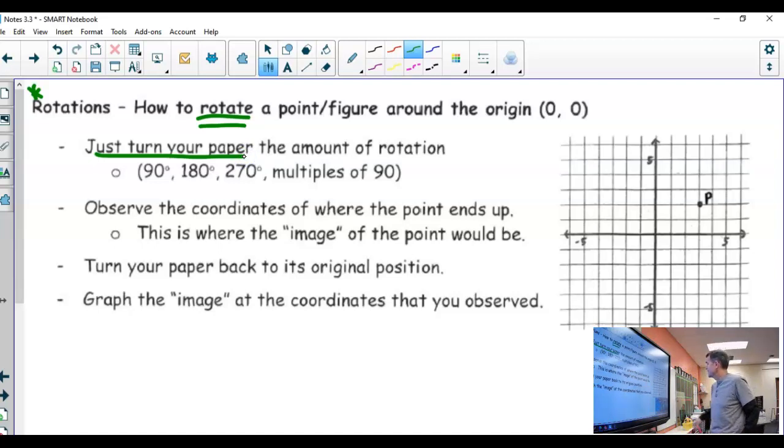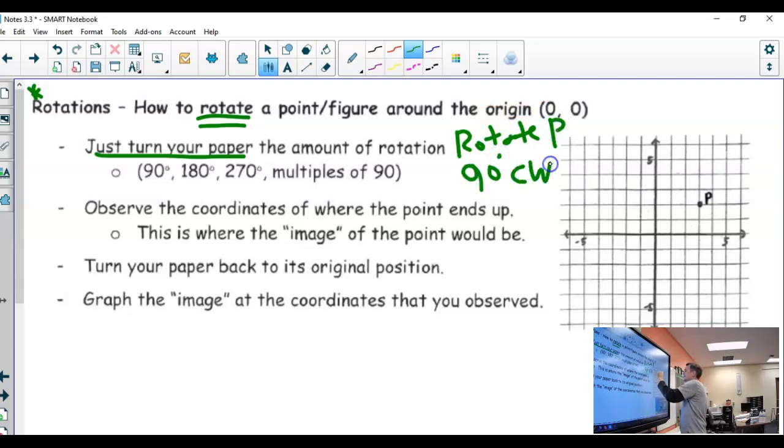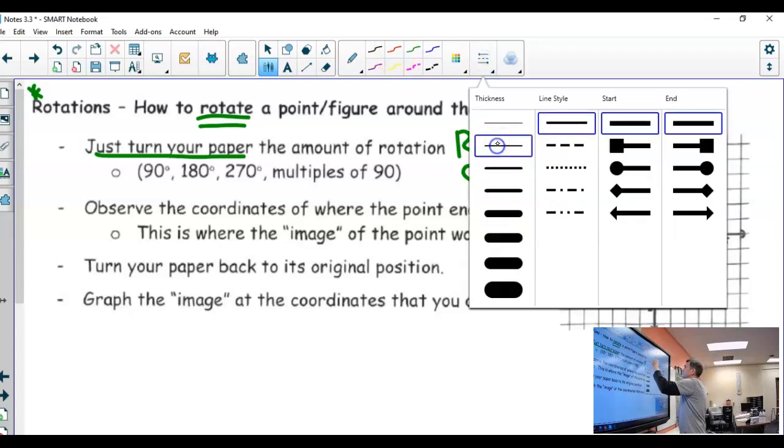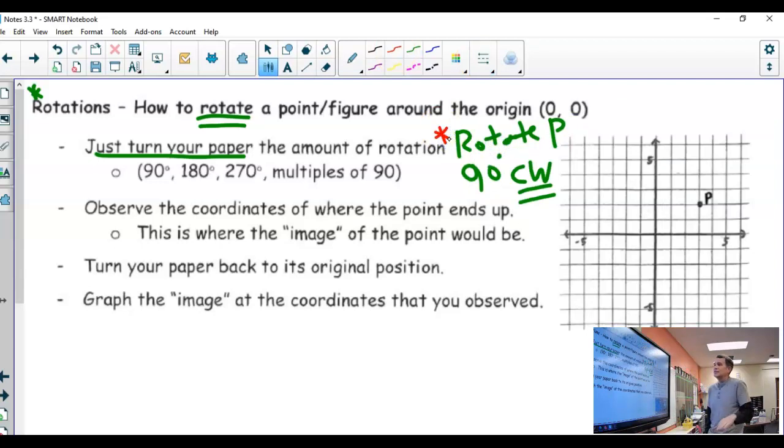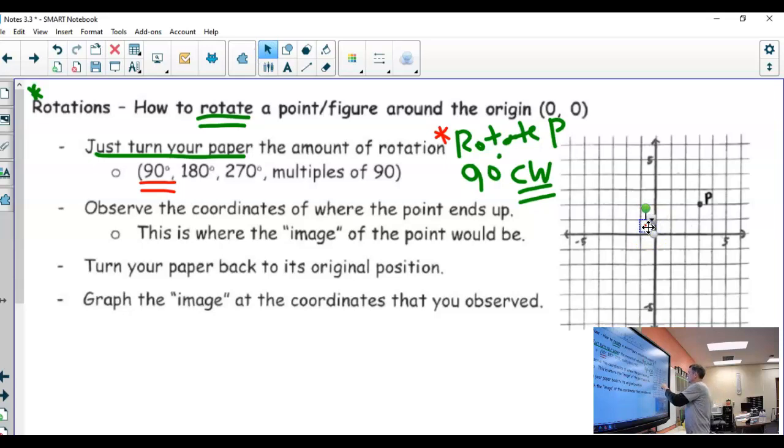So we're going to do this with this point P over here. We are going to rotate point P 90 degrees clockwise. Do we know that CW stands for clockwise? All right, so I'm going to rotate point P 90 degrees clockwise. Let's do this. So here's how you do it. You start by just turning your paper 90 degrees clockwise. Let me do that. Oops, let me get rid of that. Oh my goodness.